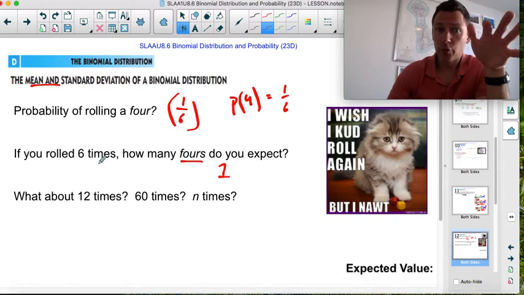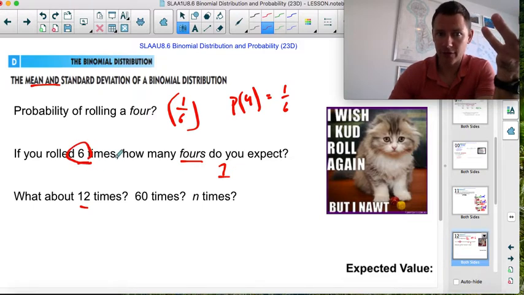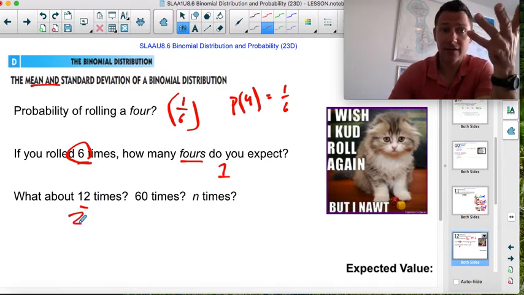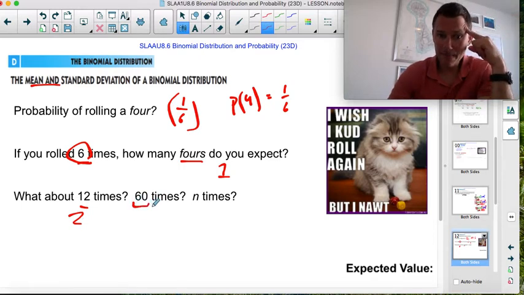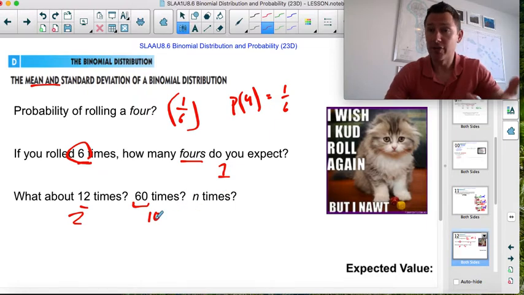Therefore, if you rolled 12 times, you would expect to get each number twice, right? If you rolled 6 times and the probability gods were good to you, you'd get every number once. 12 times is double that, so you'd get every number twice, so you'd get a 4 two times. With 60 rolls, you would expect 10 sets, so you get every number 10 times.